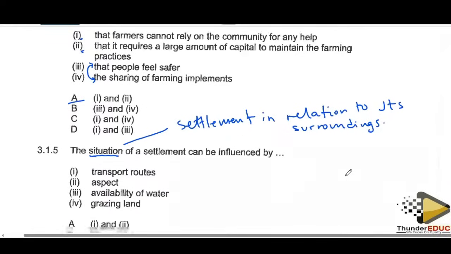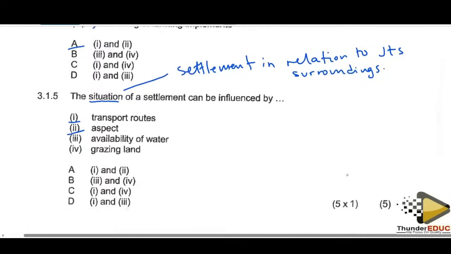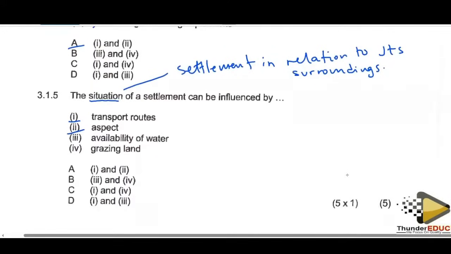Okay, what is surrounding this settlement? Could look at the transport, which is correct. The aspect, that could be the angle at which the sun's rays strike the settlement. So let's check on the options. Option 1 and option 2 are correct, which means that A is the correct answer for our situation.